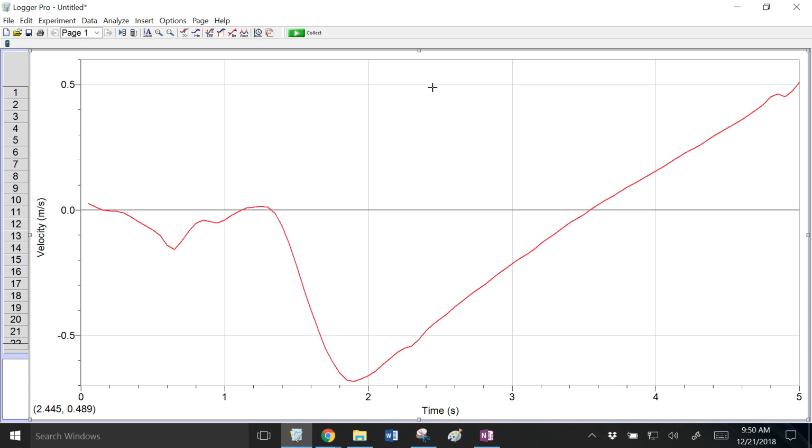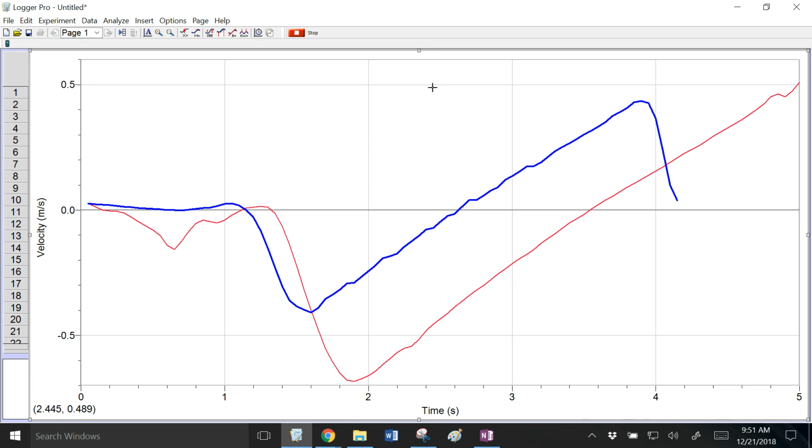All right, let's check it out. So I've stored that one. I'm going to hit the button here. What do you think? How do those look? Same. Why didn't how hard I pushed it affect the slope of this graph? Run that by your neighbor.